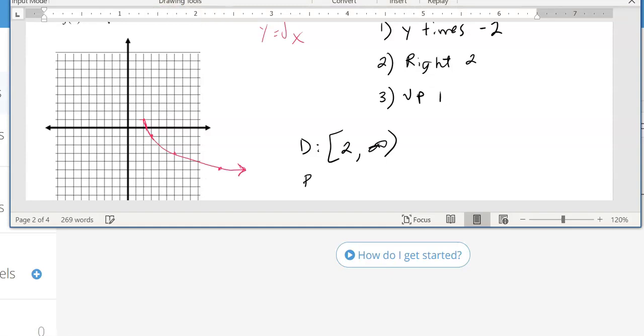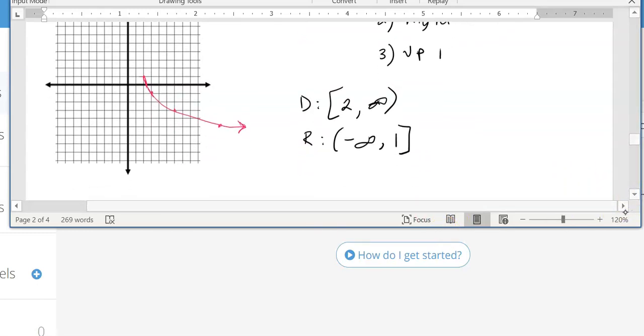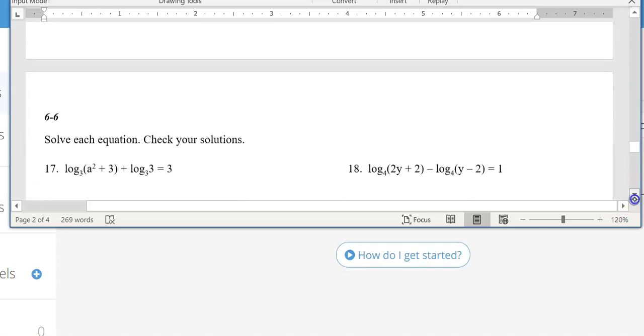Now let's do the range. Now the range is going forever down, so we're going to come from negative infinity. It's like we're coming from negative infinity, and we're going to stop at y equals 1. And we're going to include 1 in the range. So that's it. We're done with that problem.